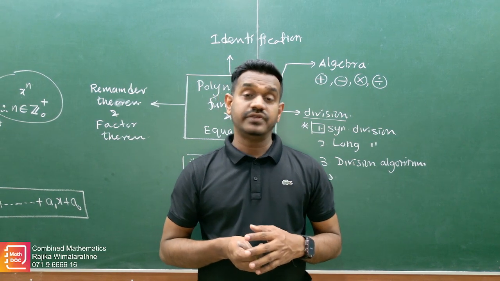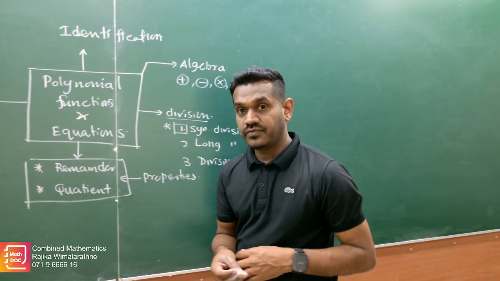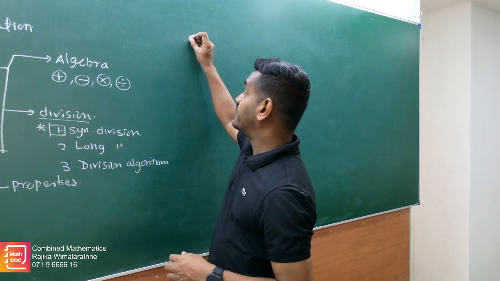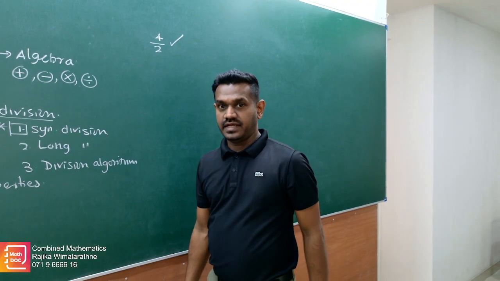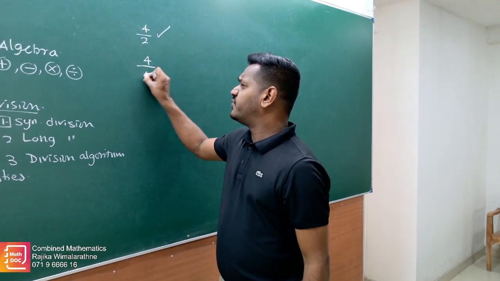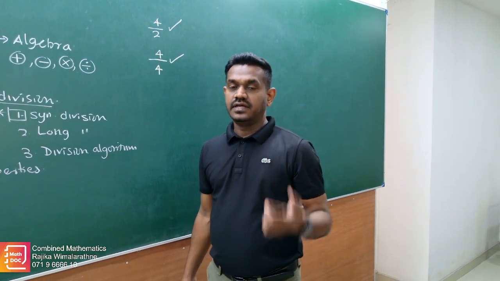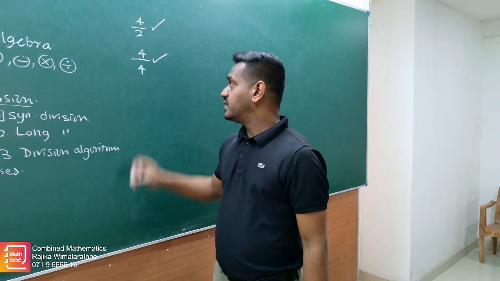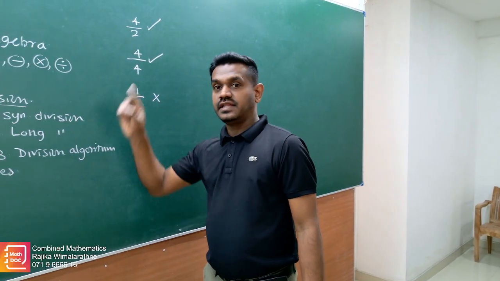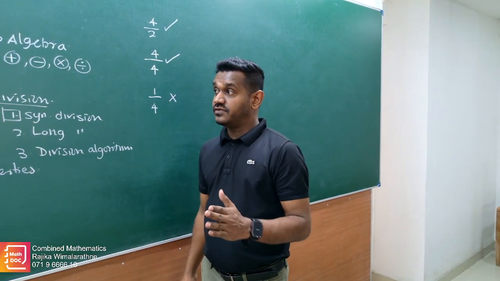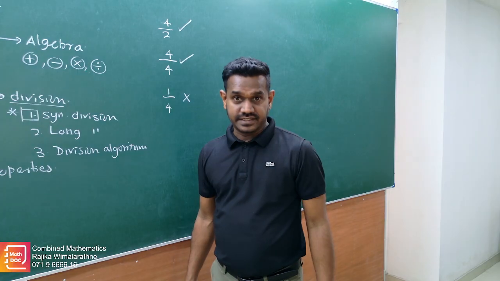Now let's see how to divide two polynomials. We know in algebra 4 divided by 2 is possible, no? Numerator value is greater than denominator. 4 divided by 4 can be divided, no? It is divisible. Numerator and denominator are the same. But 1 over 4 is not divisible, no? Because the denominator is greater than the numerator. It is not divisible. Likewise for polynomials also, division can occur with that type of condition.